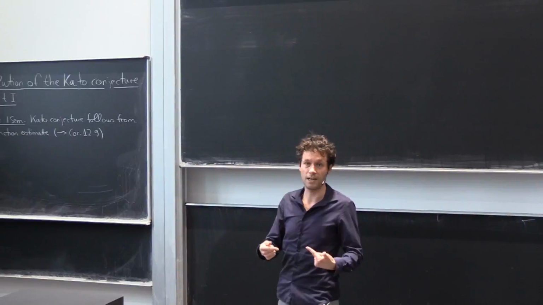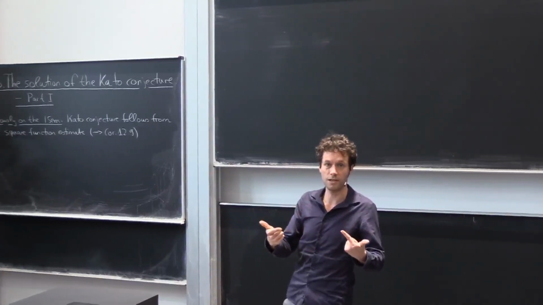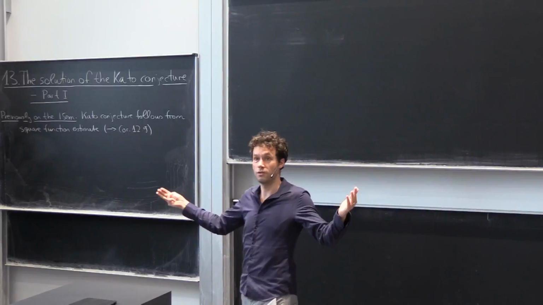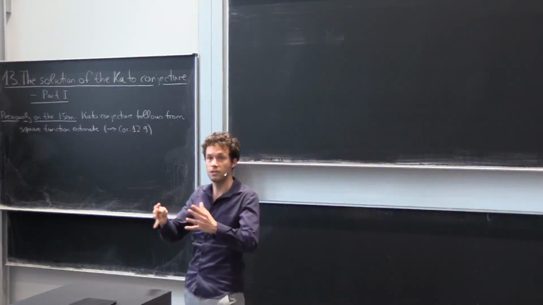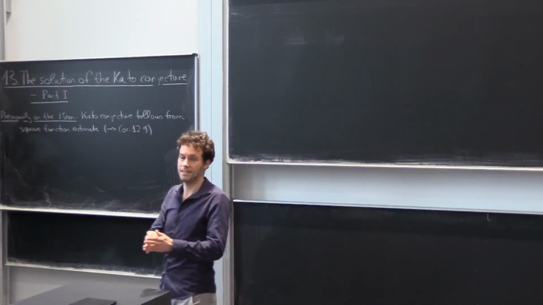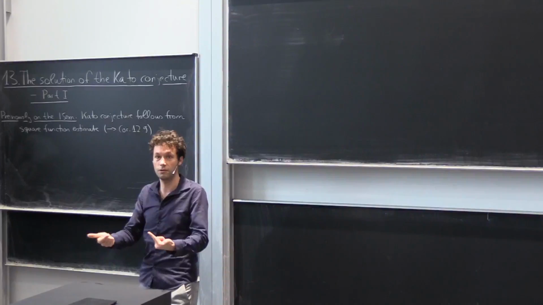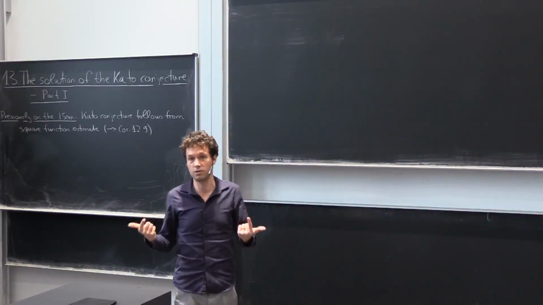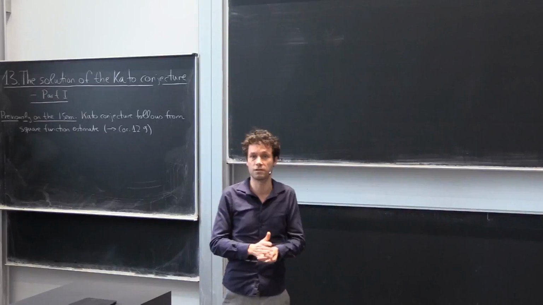So what I'm trying to transmit to you is that the Kato conjecture is there to show you how we can use different tools to solve one problem that is easy to state but requires a lot of work from different areas. And that's probably why it took so long to solve this conjecture.